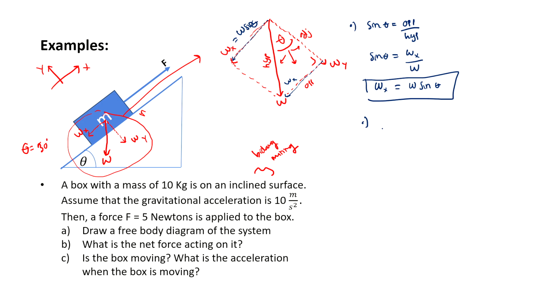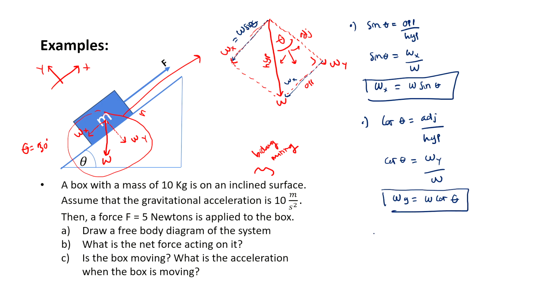Then for Wy, we can use the cosine, since cosine equals adjacent divided by hypotenuse. So cosine theta equals Wy divided by W, as the adjacent can be represented by Wy. So Wy equals W cos theta. I guess it's easy, right? I hope it can be easy for you.